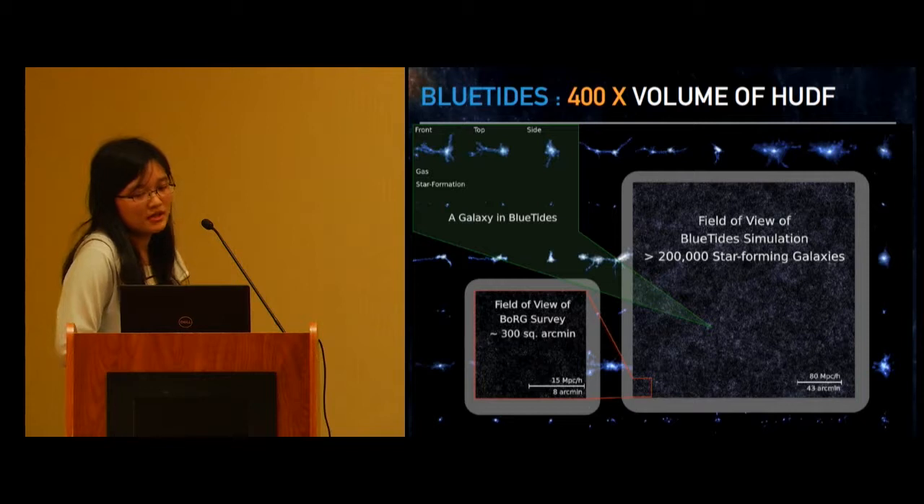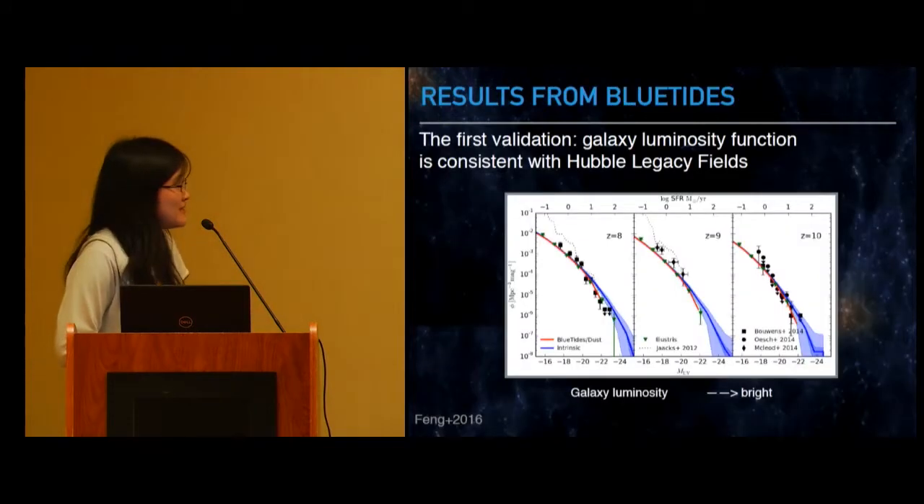So here comes the full, entire field view of the BlueTides simulation. We are able to form more than 200,000 galaxies. It's a huge ensemble of galaxies which covers a volume hundreds of times larger than current observations can. So we can study those objects on a statistical basis.